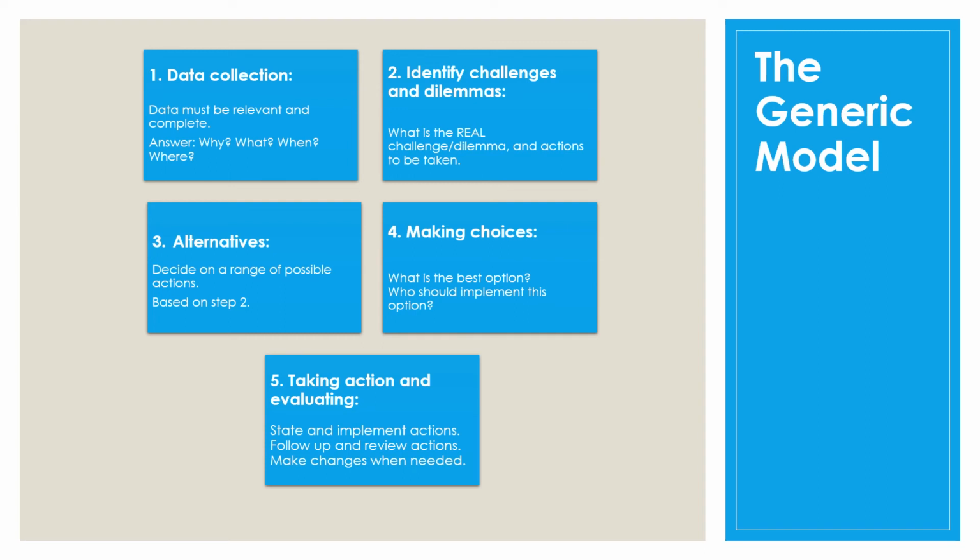Step 3 involves identifying alternative actions. After considering and evaluating the importance of each component listed under Step 2, you need to decide on a range of possible actions related to the actions that were already taken. Step 4 involves making a choice. What is the single best option of the alternative action and who should implement or suggest these options? Finally, Step 5 involves taking an action and evaluating the actions implemented. Here, you state and implement the actions. You need to follow up and review the actions that are implemented and make adjustments where needed.